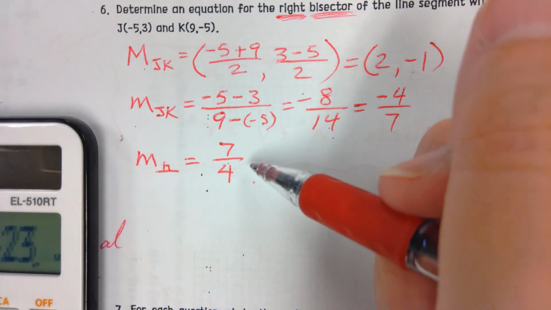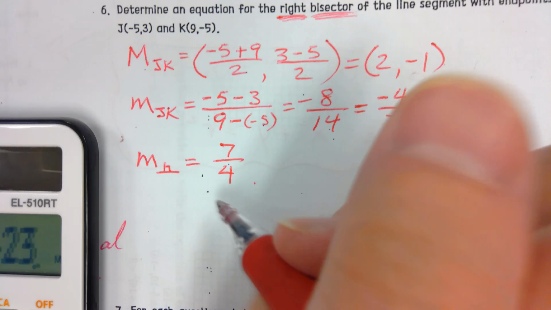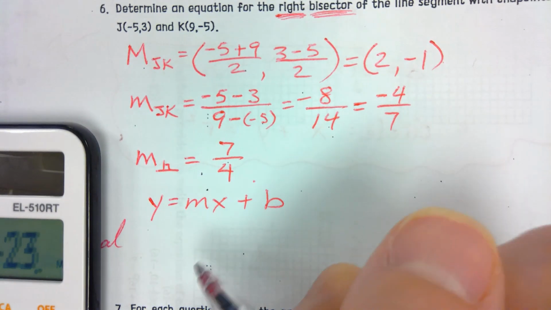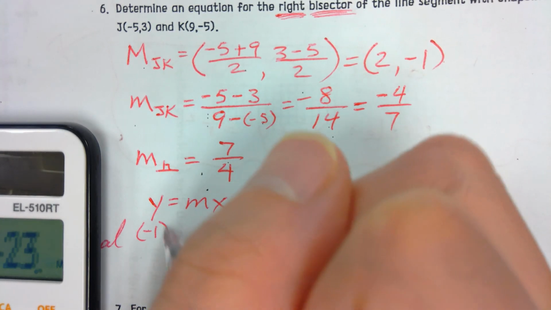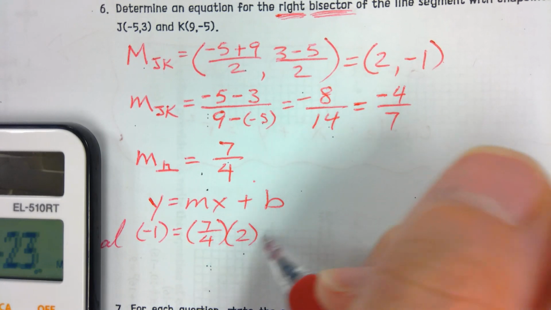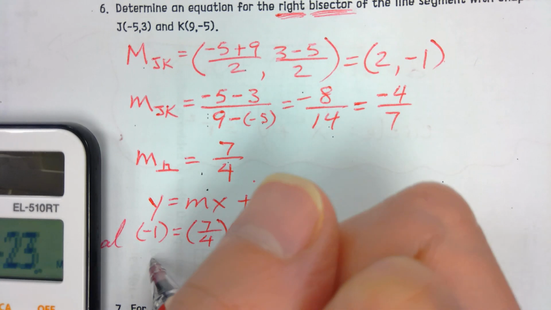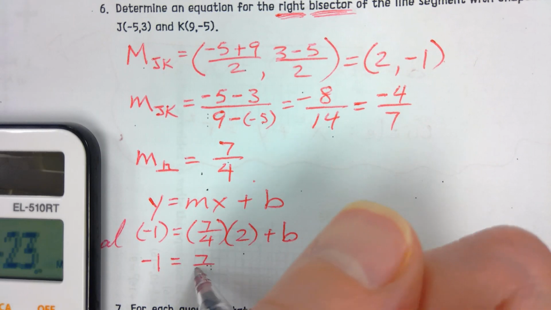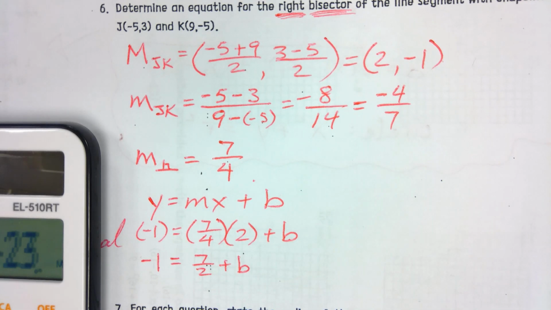Okay, now that I have the point, I have the slope, I can again do the same thing, y equals mx plus b, and sub it into the equation. Y is negative 1, m is 7 over 4, x is 2, plug everything in, you get negative 1 equals 7 over 2. Okay, remember, Brian, right here, you are timesing just the numerator. So 7 times 2 is 14. So 14 over 4, which is 7 over 2.